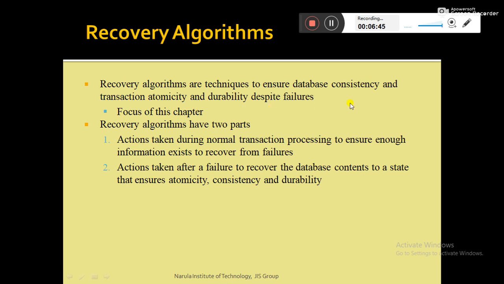That means it is the responsibility of the recovery management component, and the recovery management component follows some recovery algorithm. How these algorithms are going to ensure the consistency, atomicity, and durability property is the focus of this chapter. Though I will be discussing all these things in the next lecture.